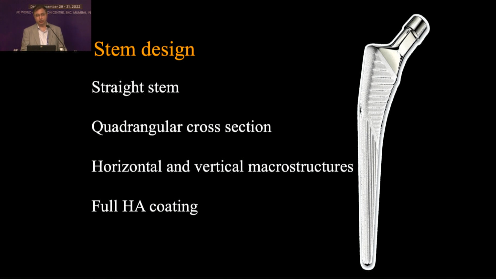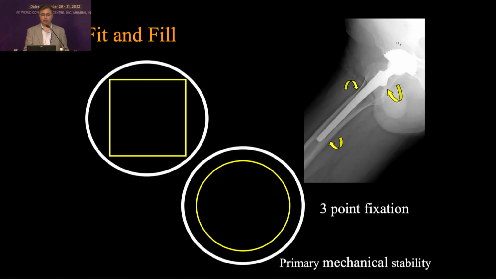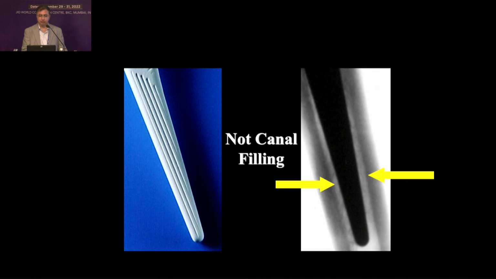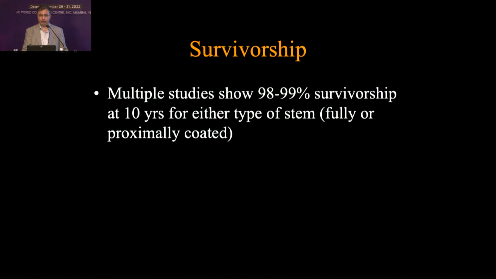So in terms of a fully coated stem that's available to us in this part of the world, you will largely have a straight stem with a quadrangular cross-section, which has horizontal and vertical macro and microstructures, and it's fully hydroxyapatite coated. It works on a fit and fill concept, and it gives you a 3-point fixation, and you have to achieve primary mechanical stability there and then intraoperatively. You have to have axial stability and rotational stability. You don't have to put in the biggest stem that goes in at the time. So it's not a canal filling stem realistically, and it gives metaphyseal loading.